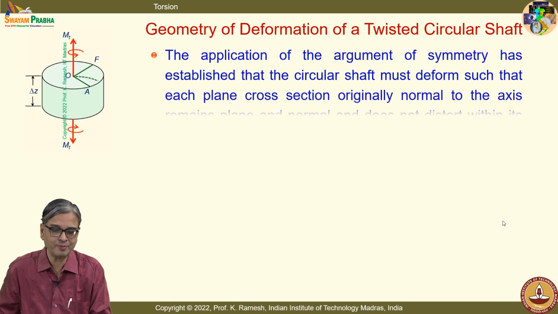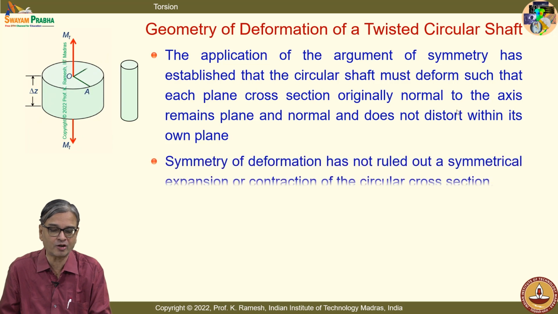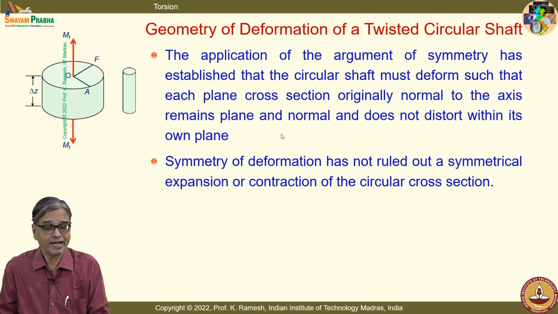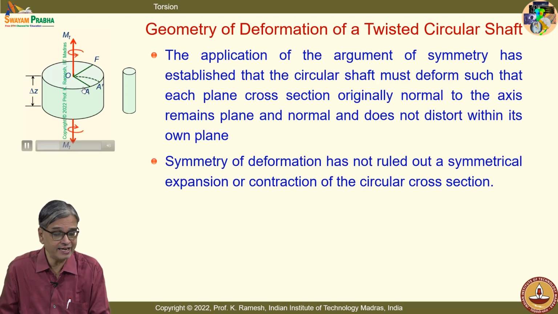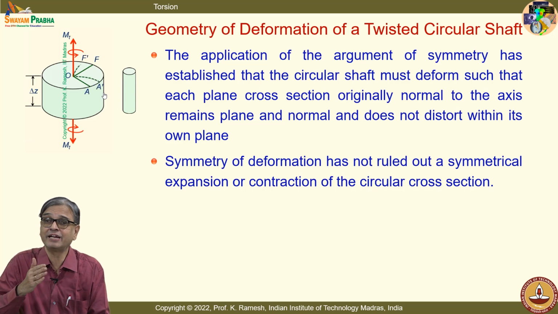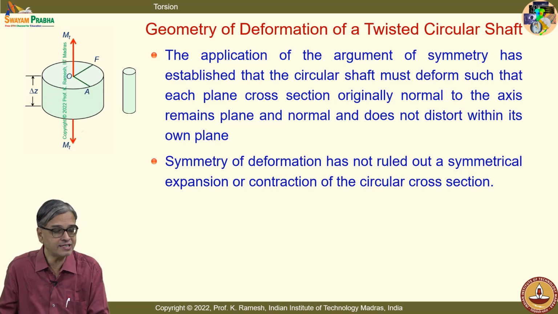So, the application of the argument of symmetry has established that the circular shaft must deform such that each plane cross section originally normal to the axis remains plane and normal and does not distort within its own plane. I have said two things. We have looked at the radial line and we found that this radial line cannot have a curved deformation. It can have only a straight line. We also made another statement that all these lines remain in the plane, that we have not even investigated. Whether it can be in a different plane or not, we have not even investigated. We have taken it for granted as a result that all these lines remain in a plane.